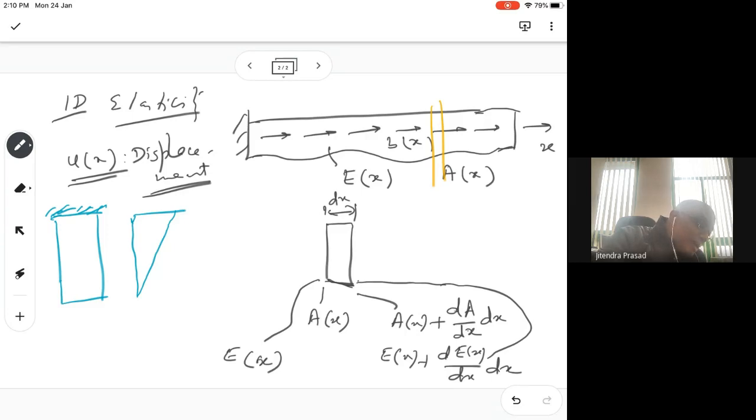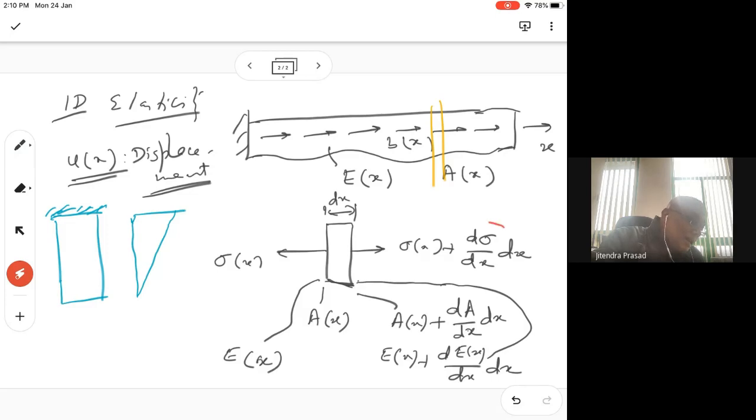So which all things do we have? We have a sigma here, right? This is the force, which is sigma. So sigma x, and here it could be sigma x plus d sigma over dx times dx, and so on. Yeah, this is how it will be.